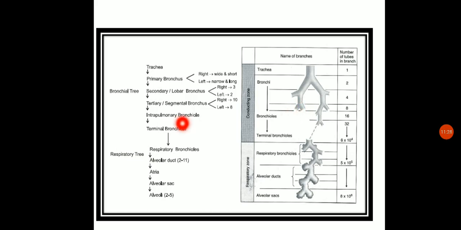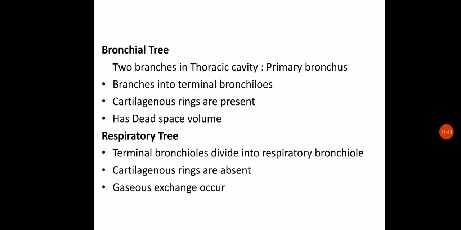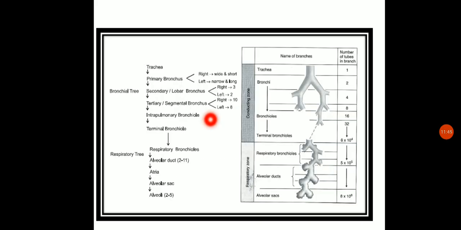This part, right from the trachea to the terminal bronchiole, is called the bronchial tree. This part will have the cartilaginous rings, and second, it will also have a dead space volume. It means the air present in this part will be of no use. It will not be utilized.